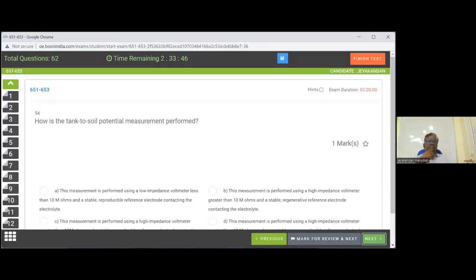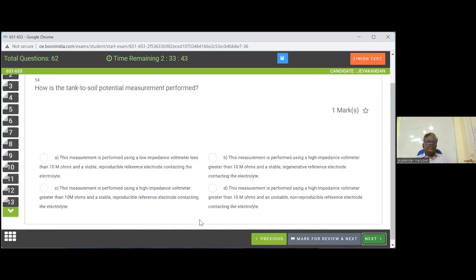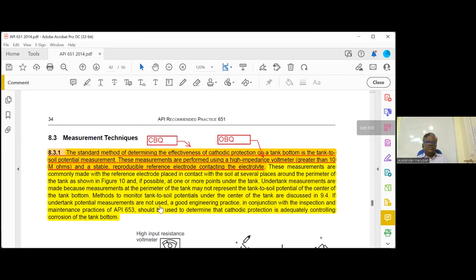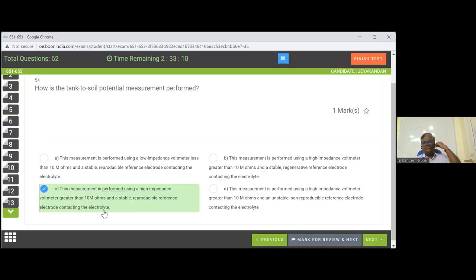Next one. How is the tank to soil potential measurement performed? This measurement is performed using a high impedance voltmeter, greater than 10 megohms, and a reproducible reference electrode. So this is the line. A reproducible reference electrode contacting the electrolyte. Okay.